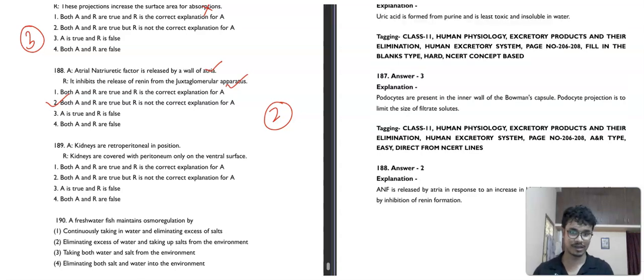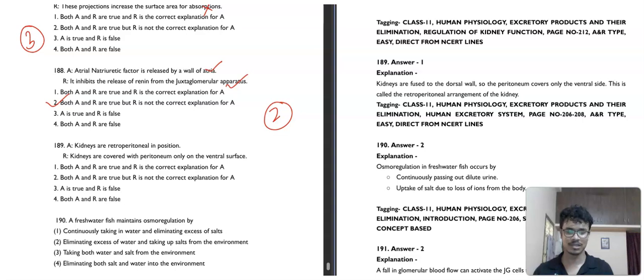Then question number 189. If you solve so many assertion questions, then I don't think you will have any problem solving this, or in some questions you will get confused, but most of the questions you can answer correctly. Kidneys are retroperitoneal in position, absolutely correct, you know that. The kidneys are covered with peritoneum only on the ventral surface. That's why it is called retroperitoneal. Not perineal, perineal is a different thing, we will study it in MBBS. So both are correct, and the reason is the correct explanation of the assertion.